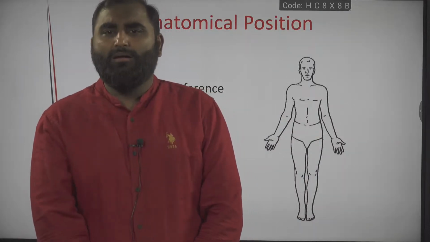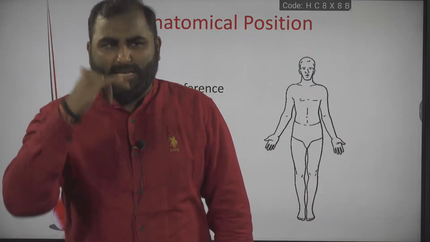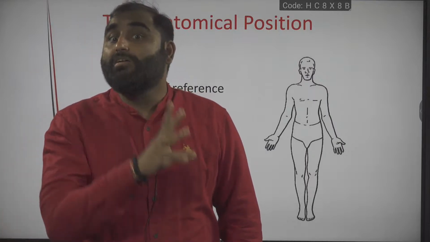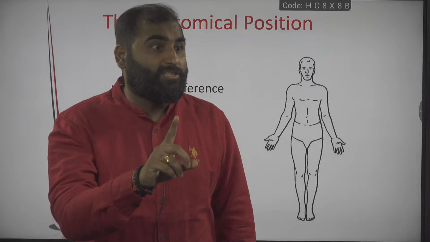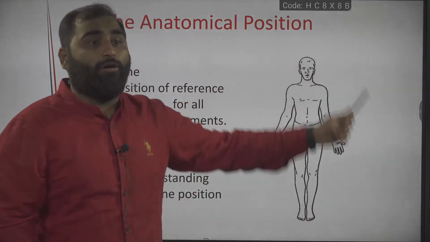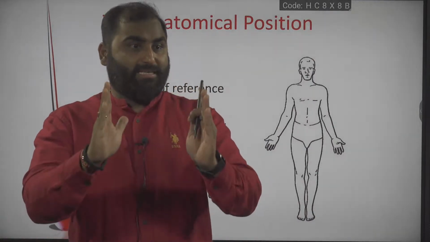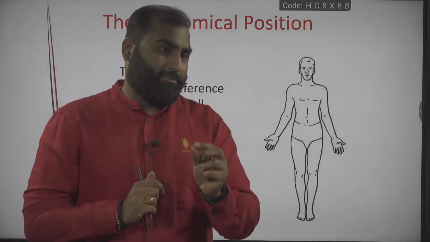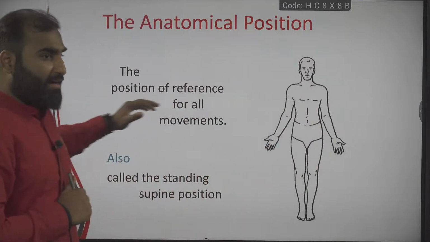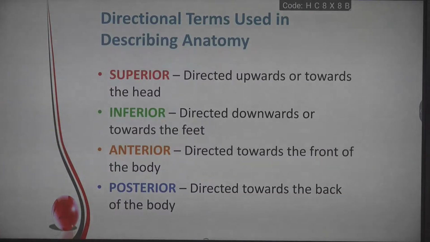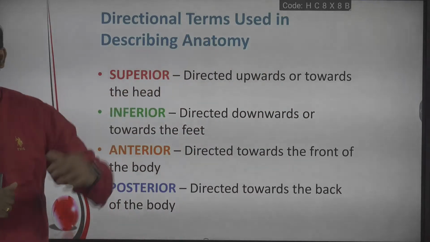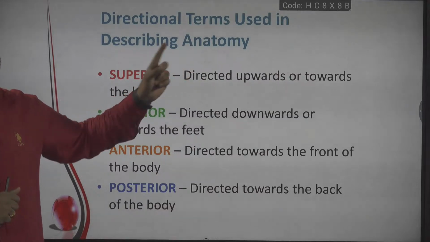So whenever we say something is superior, something is inferior, something is lateral, something is medial, our reference is in which position? Whenever we say superior, inferior, lateral, medial, our reference is the anatomical position. In that position, you are going to study it. Am I clear? So after giving the definition of anatomical position, let's understand some directional terms used in describing anatomy.